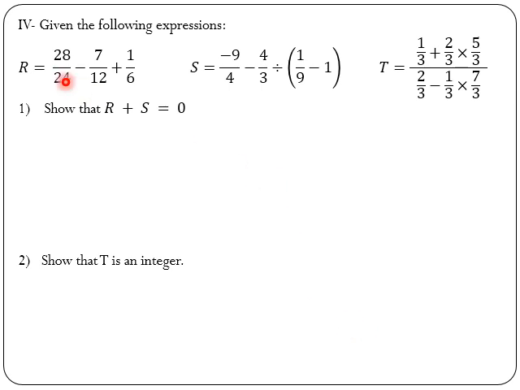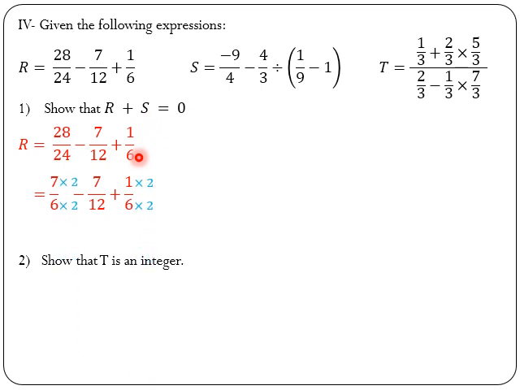Given the fractions R, S, and T, by following PEMDAS rules, first I have to show that R plus S equals 0. I have to solve each one alone. They should have the same denominator. So the answer of R is 3 over 4. Once we have the same denominator, I can add or subtract as required.